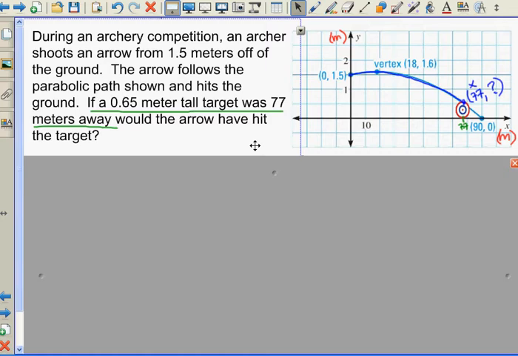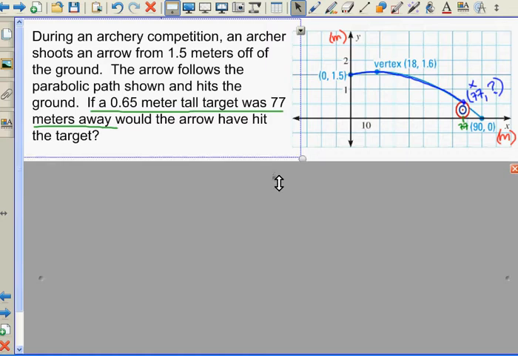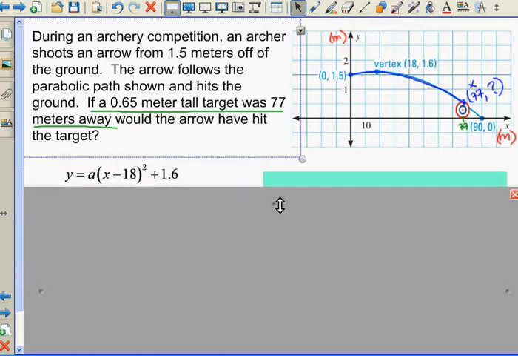Luckily, we know we can write one. Since we have the vertex, that should be very easy. I went ahead and plugged into vertex form there. So opposite of 18 is minus 18 inside, 1.6 outside. And then, so this is one of the ones where you can't really tell what that first stair step size is. So we are going to have to actually solve for the a value.